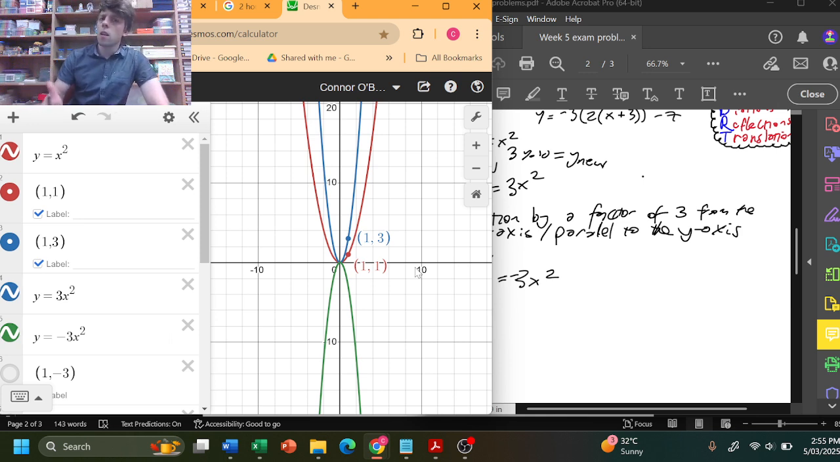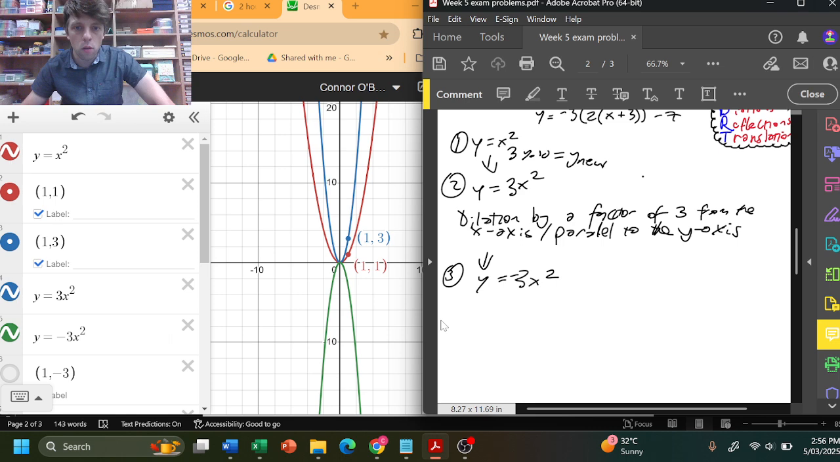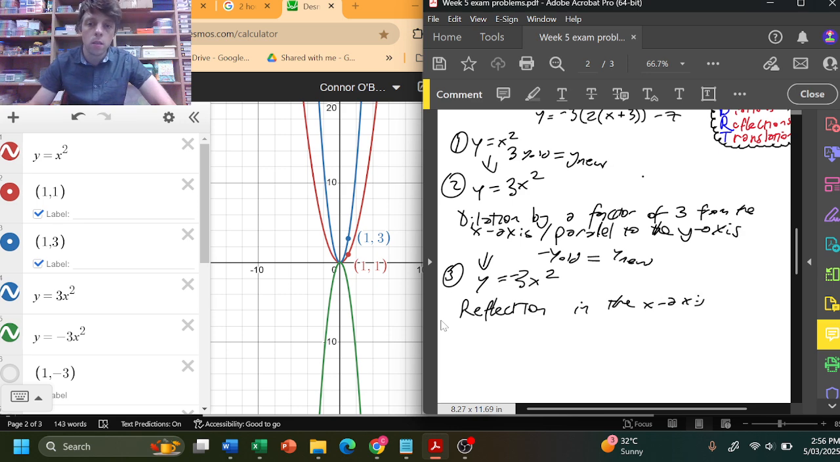We are reflecting it. Are we reflecting in the x-axis or the y-axis? Well, you can see the x-axis is the mirror about which it's being reflected. So this is a reflection in the x-axis. We've taken the old y coordinate and made it the negative of the new y coordinate. Or we can say that the new y coordinate is equal to the negative of the old y coordinate, and this is called a reflection in the x-axis.